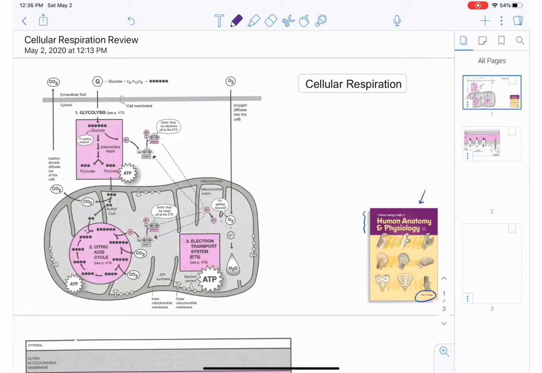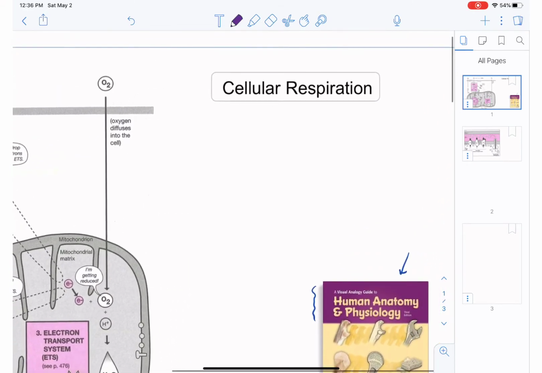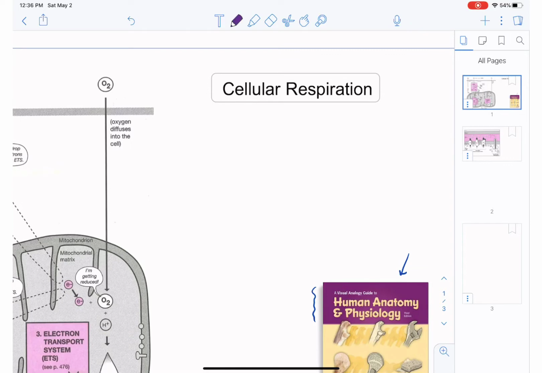And let's start by writing out the equation for cellular respiration. What's the equation for cellular respiration? Well, we start off with a molecule that is C6H12O6. What molecule is that? That's glucose, and we're going to combine glucose with 6 oxygen molecules, and then we're going to get some products.